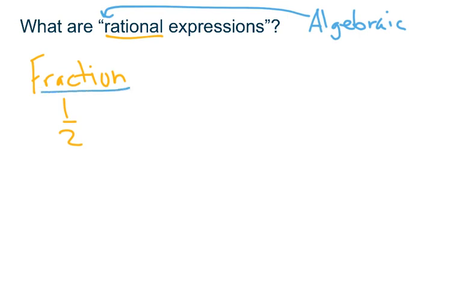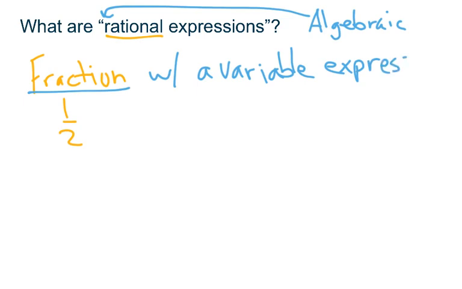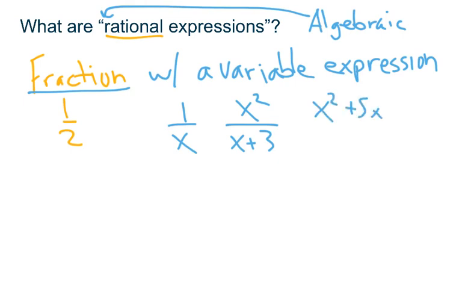Well, it's still going to be a fraction, but with a variable expression, either in the numerator, denominator, or both. So, for example, 1 over x is a rational expression. x squared over x plus 3 is a rational expression. Or we could kick it up a notch. x squared plus 5x plus 6 over x squared plus 7x plus 10 is a rational expression.